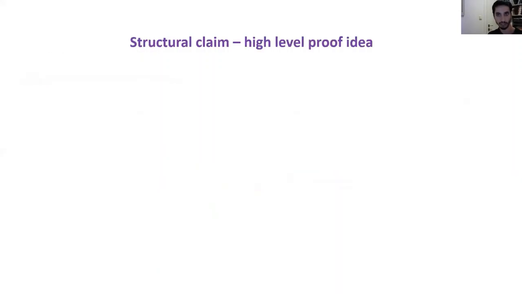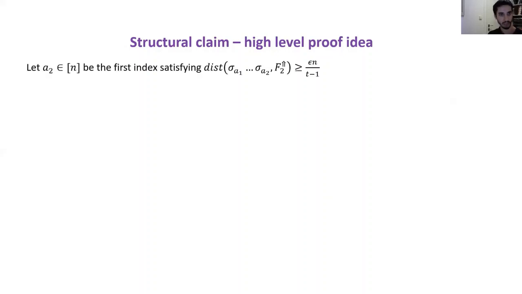I'll now try to describe the high-level proof idea. So first, we define A2 to be the first index for which the sequence starting with sigma 1, sigma 2, up to sigma A2 is relatively far from being non-decreasing. And here, when we say relatively far, we mean that the distance of the sequence from the property is at least epsilon n over t minus 1.